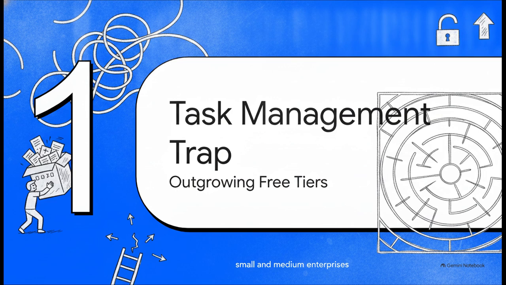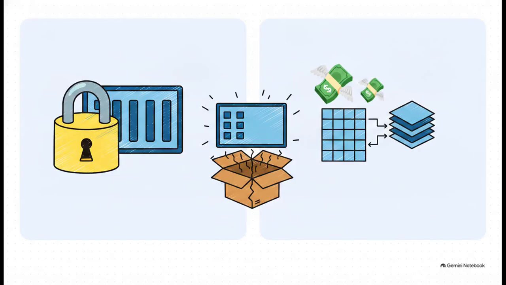Section 1, the task management trap. Consider the two major players that usually trap growing teams. First, you've got Trello. Now, Trello's free tier is genuinely useful, right? But it becomes incredibly restrictive the absolute second a team needs more boards or automations.